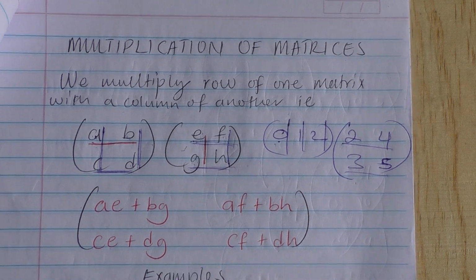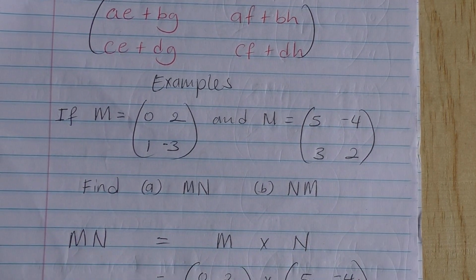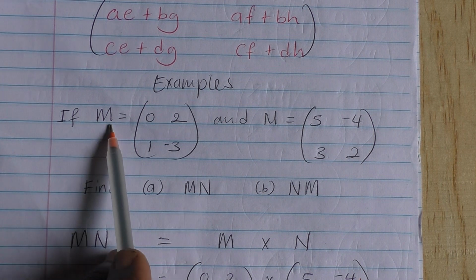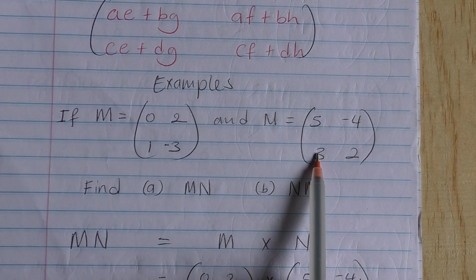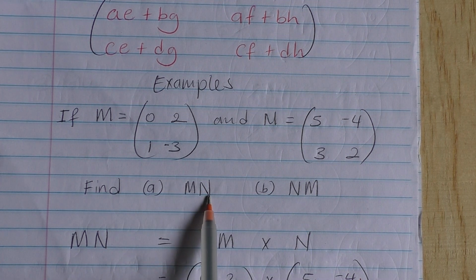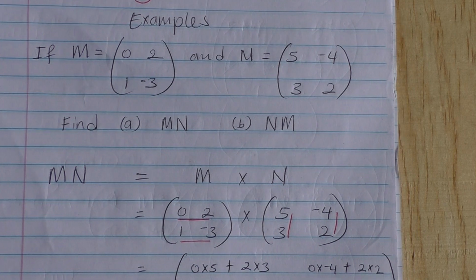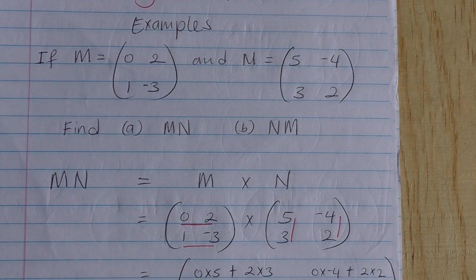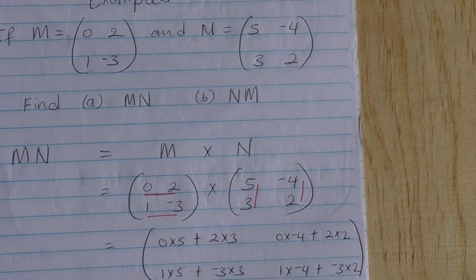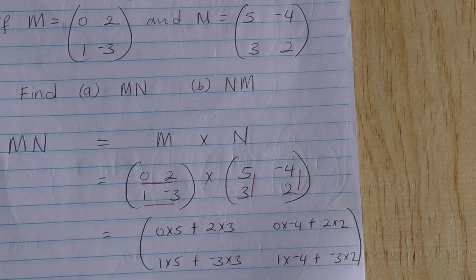matrices. For instance, in our example, we are given M and N. They want us to find MN. So they are all 2 by 2 matrices, so they can be multiplied. How do we multiply? This is how we shall do it.